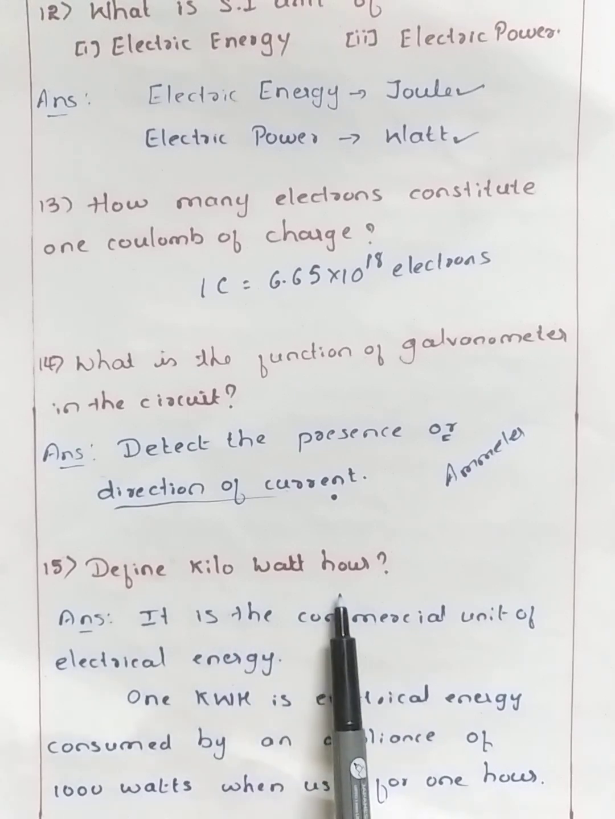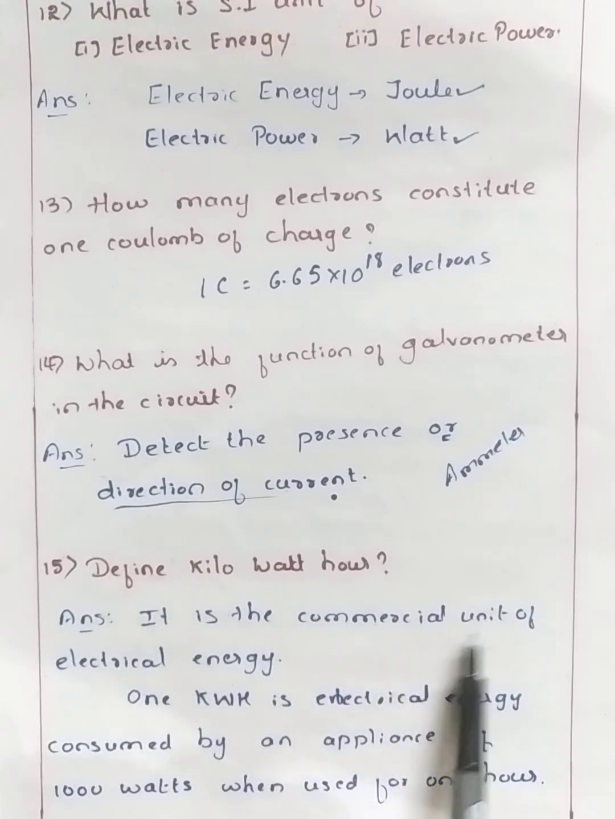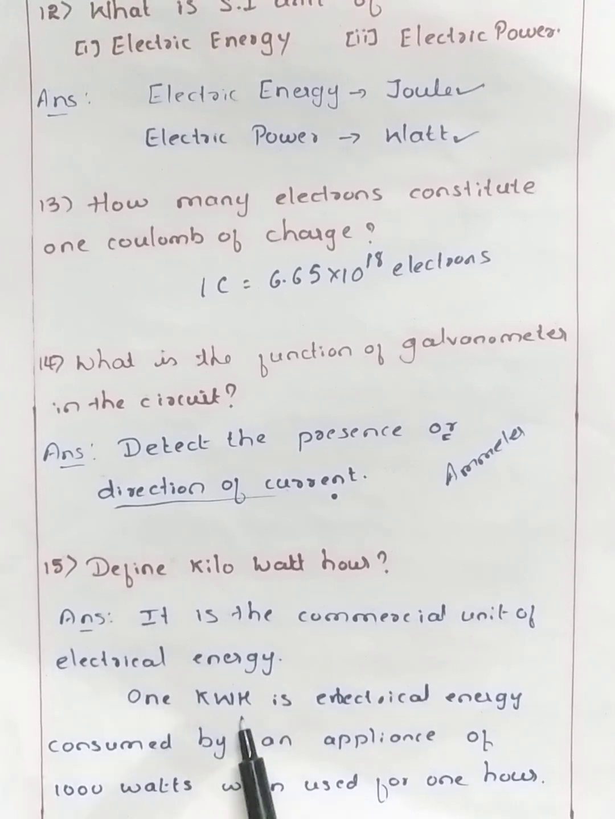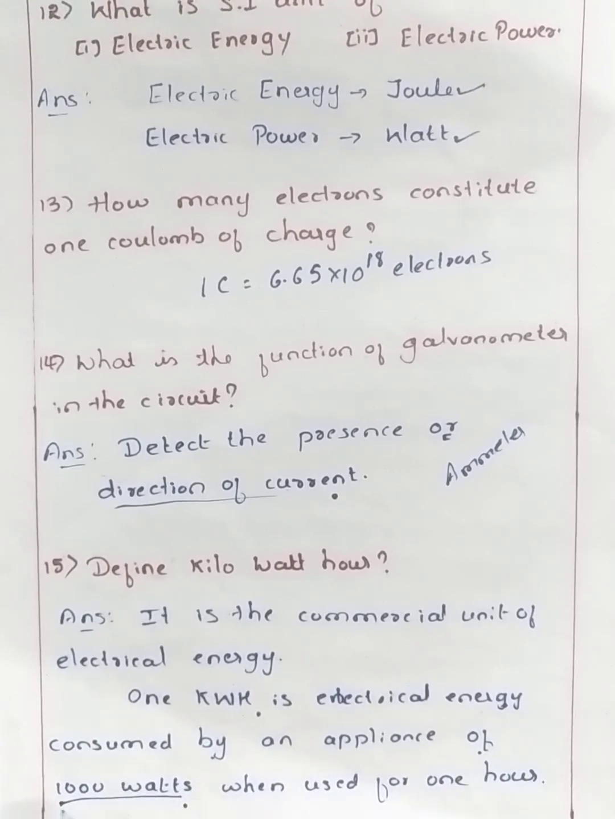Now next question is, define kilowatt hour. So what is this kilowatt hour? It is a commercial unit of the electrical energy. So how will we define 1 kilowatt hour? This is the electrical energy consumed by any electrical appliance. There are many appliances, fridge, TV, any appliance, of 1000 watts used for 1 hour. So it is the electrical energy consumed by any electrical appliance of 1000 watts. You have to mention this 1000 watts for 1 hour.